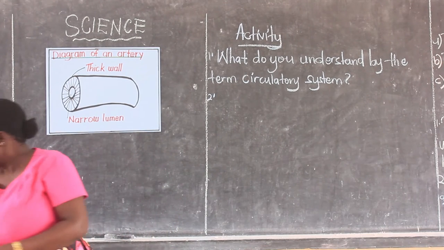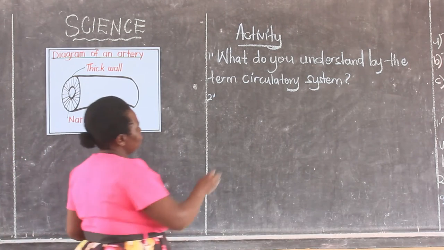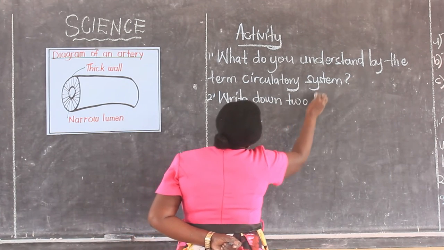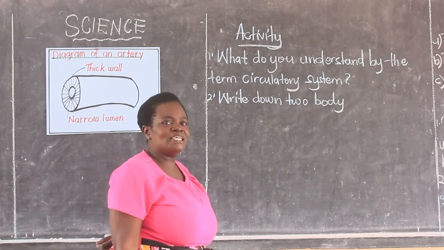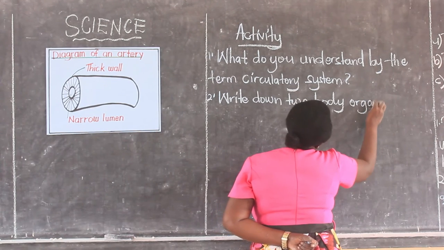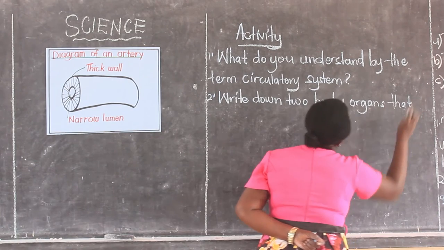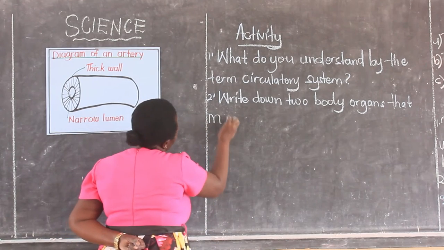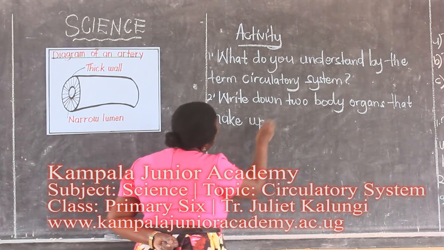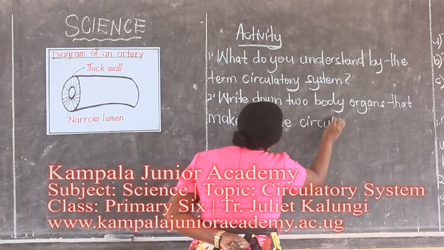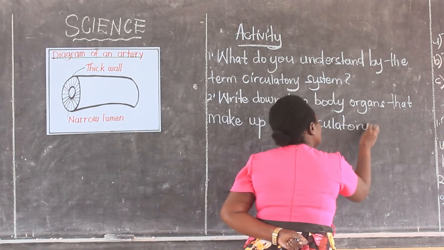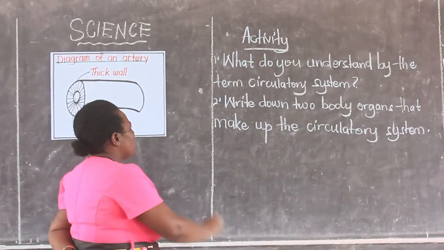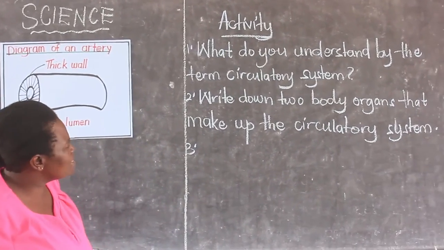Question number two says, write down two body organs that make up the circulatory system. That is our question number two, children. Very simple. For those who have been following and for those who have even copied the work, write down two body organs that make up the circulatory system.